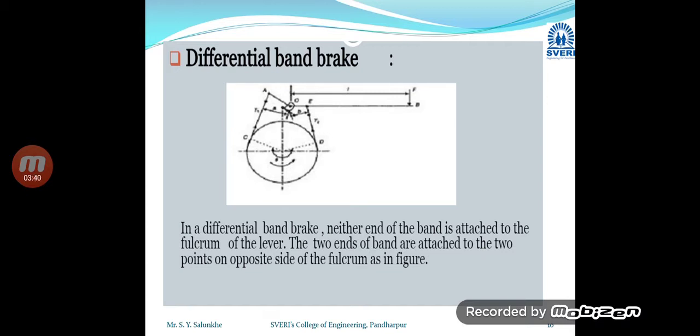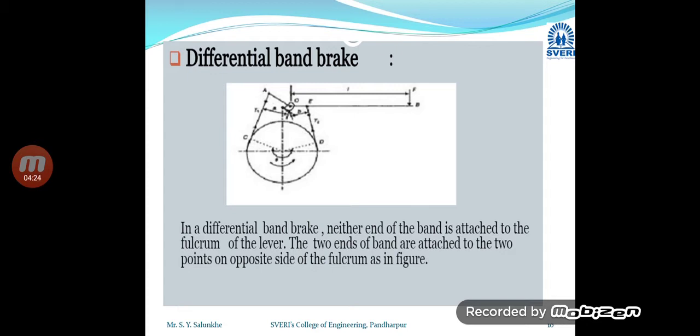When we calculate the angle of wrap, it gives us the method by which we can calculate the frictional force. Now the important distances are the length of the lever from the fulcrum, where we apply the external force, and then the points where one end and the second end of the band are connected. These two points are important, and their distances from the fulcrum are also important while we are doing the force analysis. Now this is how the differential band brake is.